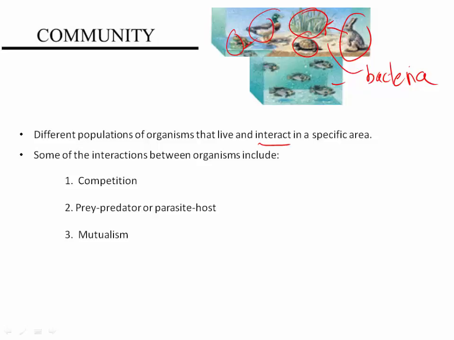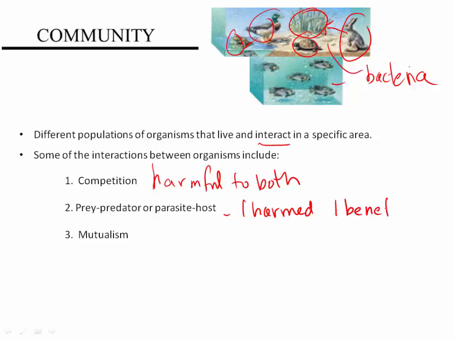The other interactions would be harmful to both. Then you have prey-predator or parasite-host, and with these, one of the organisms is harmed and one benefits. Such as if you had prey-predator, let's say you had the lion and gazelle. Lion would be the one that benefits, and the gazelle definitely would be the one that does not benefit. It is killed. Or a parasite-host.